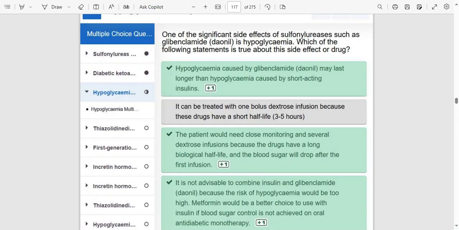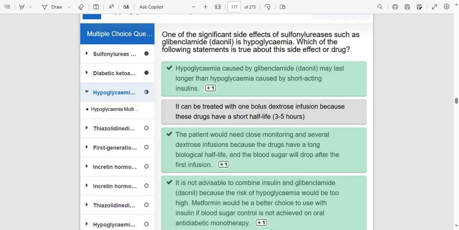One of the significant side effects of sulfonylureas, such as glibenclamide, is hypoglycemia. Which of the following statements is true about this side effect? Hypoglycemia caused by glibenclamide may last longer than hypoglycemia caused by short-acting insulins. Oh, so we have learned one fact there. We can see it can last longer.